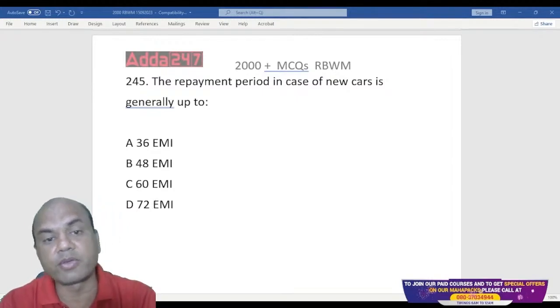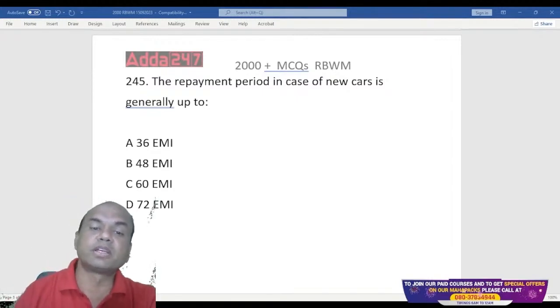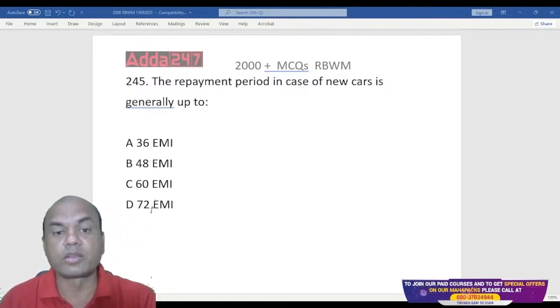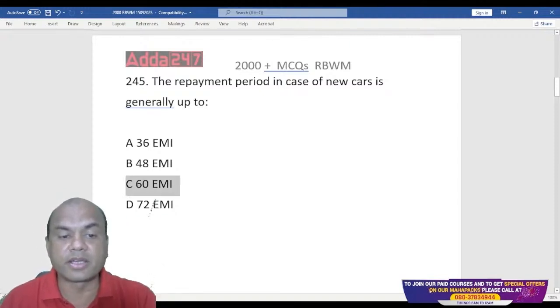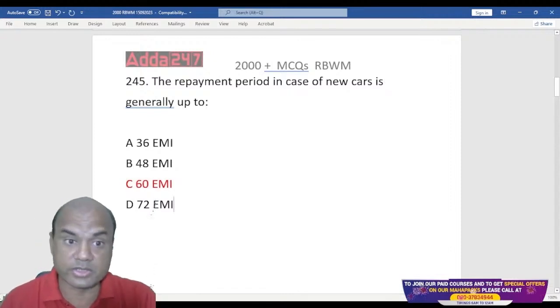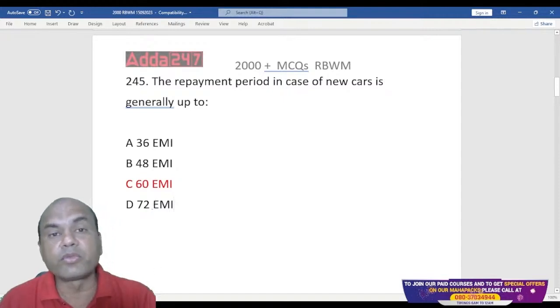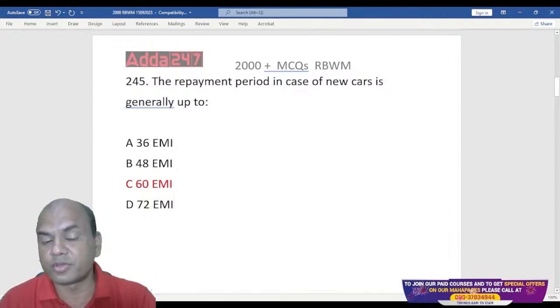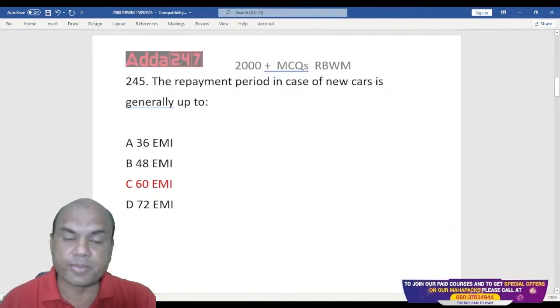So, have you got it, everyone? What is the answer? New car loans is 60 EMI, correct? 5 years. New car loans is always 5 years. Now, many of you get confused in vehicle loan. Vehicle means which vehicle are we talking of? We are talking of two-wheeler and car, but we are not talking of commercial vehicle. Suppose truck loan, that is not considered as a vehicle. That is a commercial vehicle. Okay? So, vehicle loan is separate. Got it?